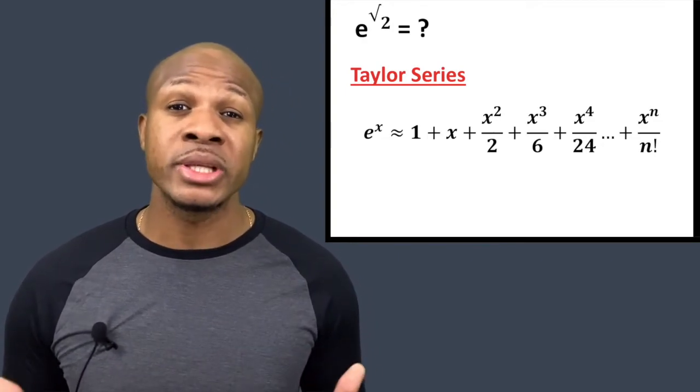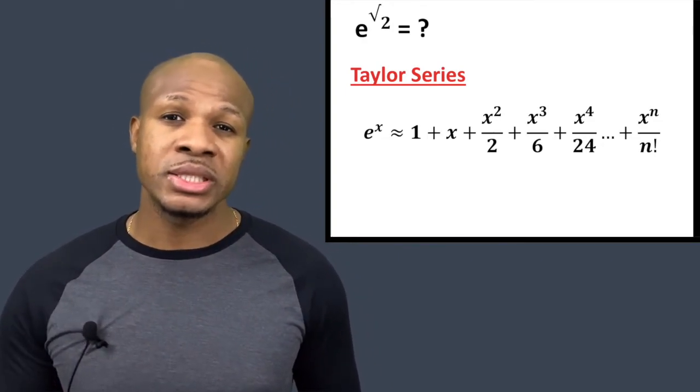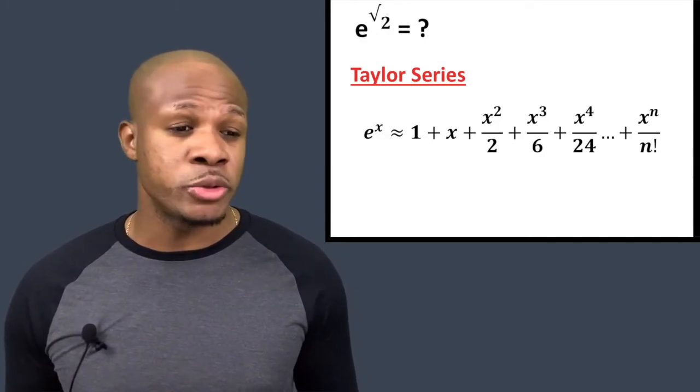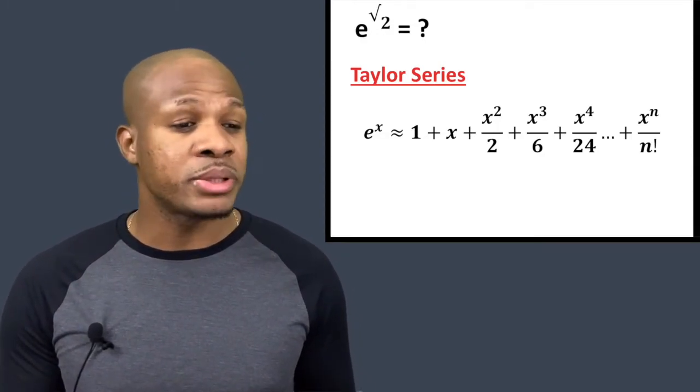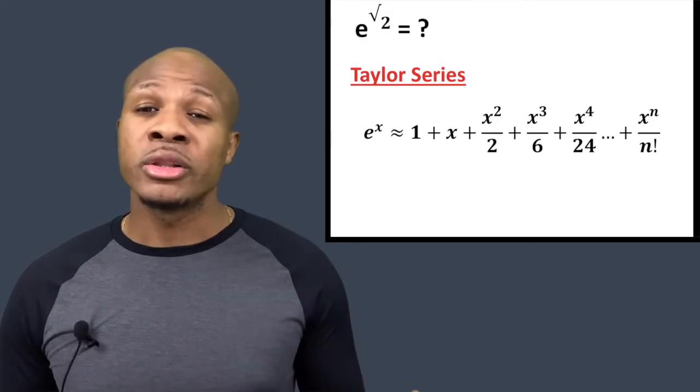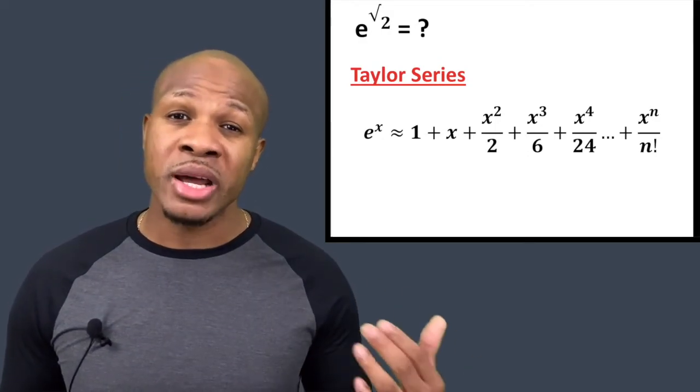And in fact, we actually can, because the function e to the x is approximately equal to a polynomial equal to 1 plus x plus x squared over 2, all the way up to x to the n divided by n factorial.